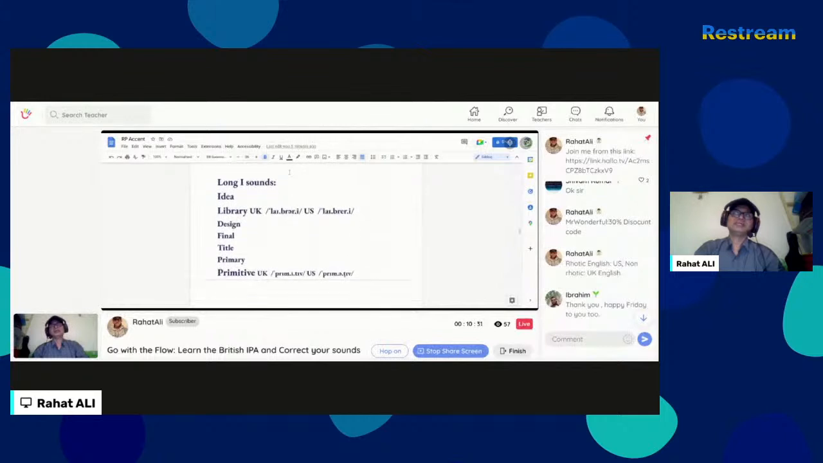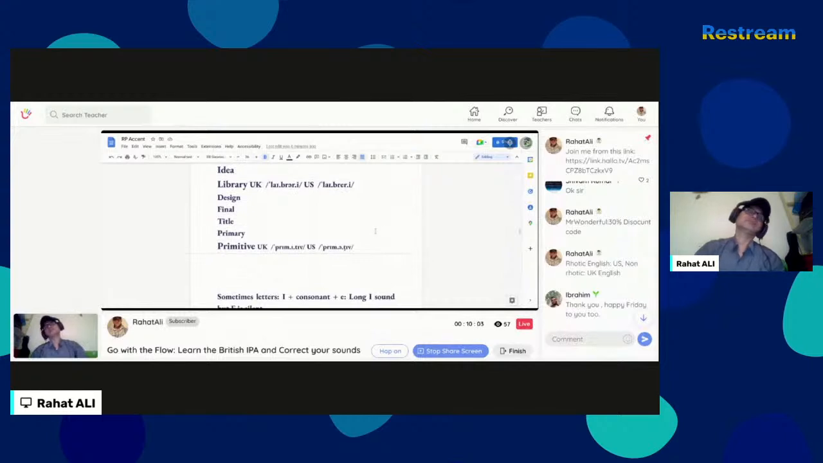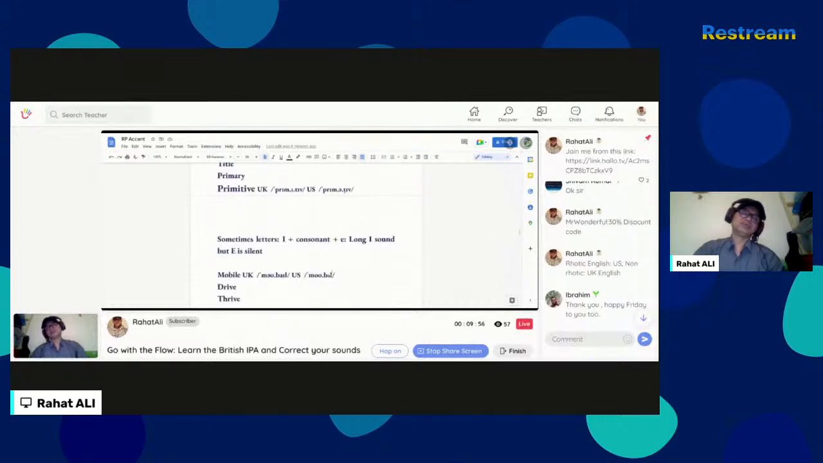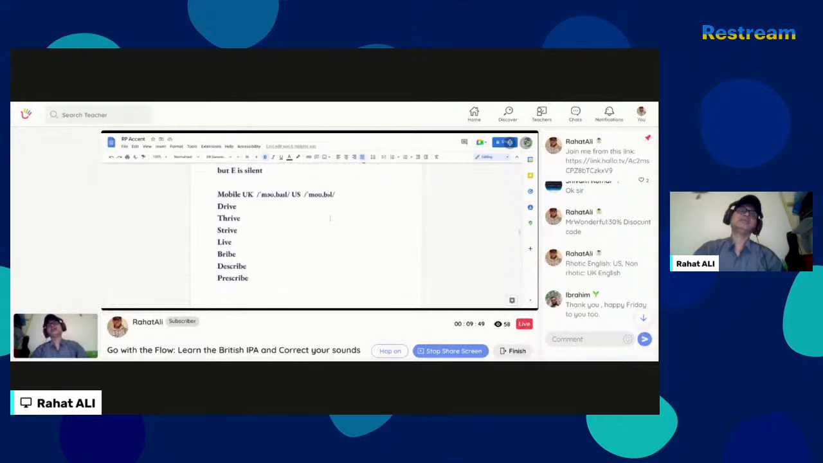Long I sounds: idea, library, I, design, final, title, primary, primitive. Sometimes letter I plus a vowel is considered a long sound, like mobile, drive, thrive, strive, live, bribe, describe, prescribe.